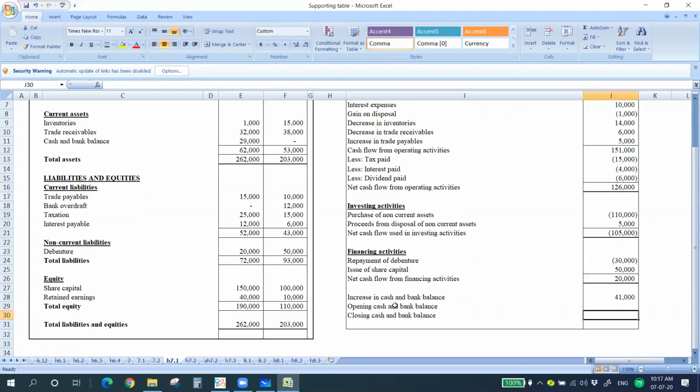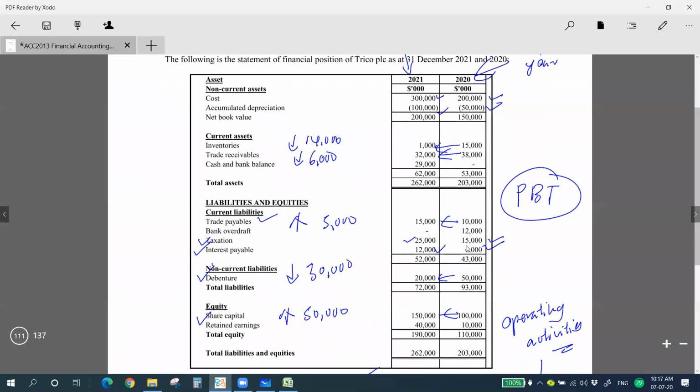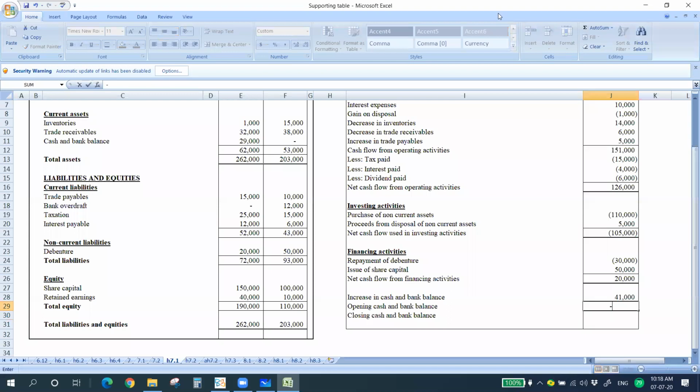So take a look at our opening cash and bank balances. Opening is 2020. In 2020, we don't have any cash and bank balances. We have a bank overdraft of 12,000. We know bank overdraft is a negative amount in the cash flow. So we write negative 12,000 here.